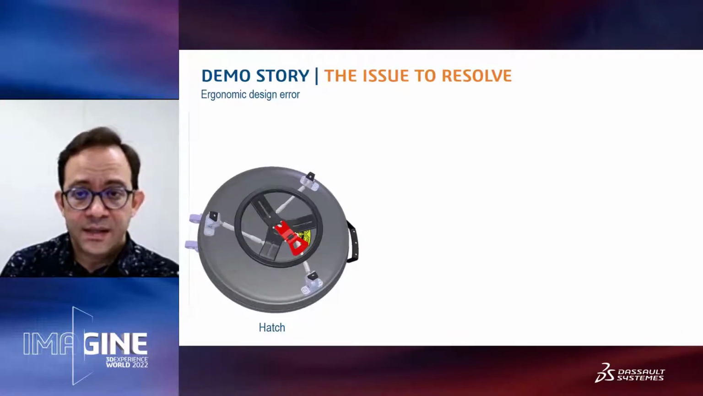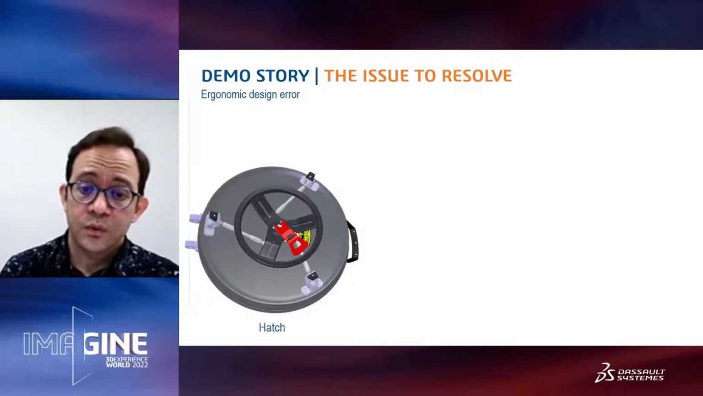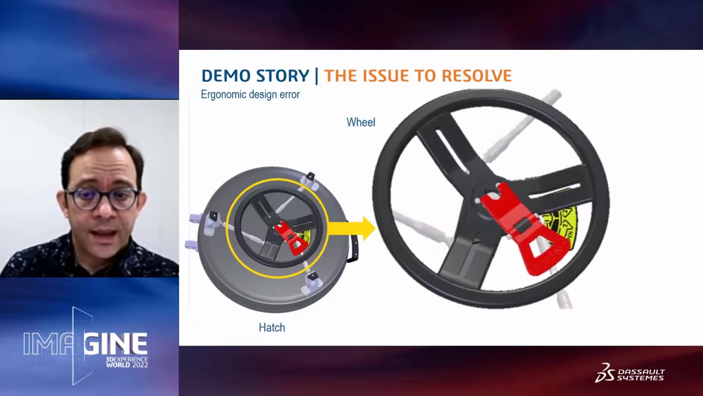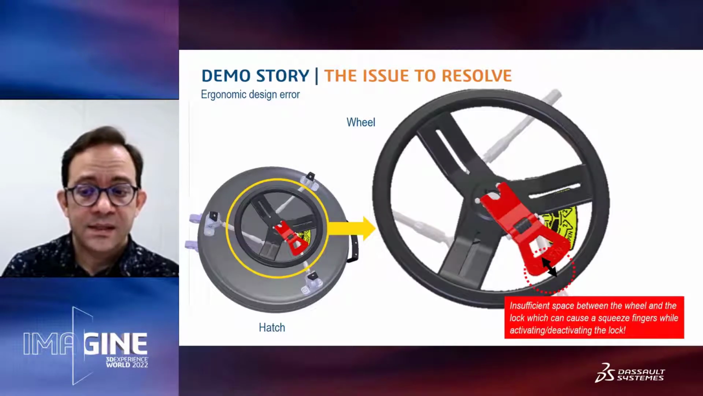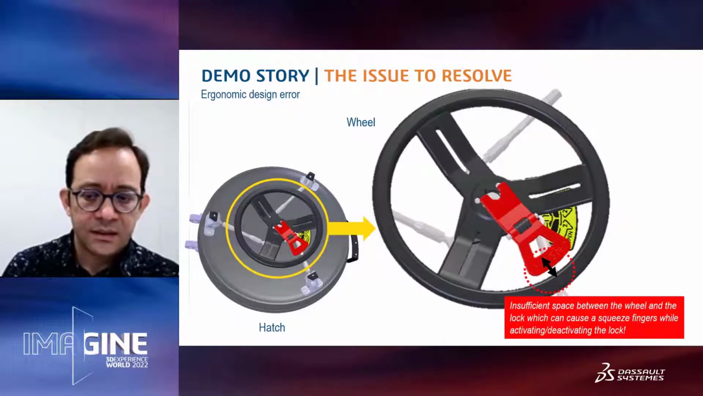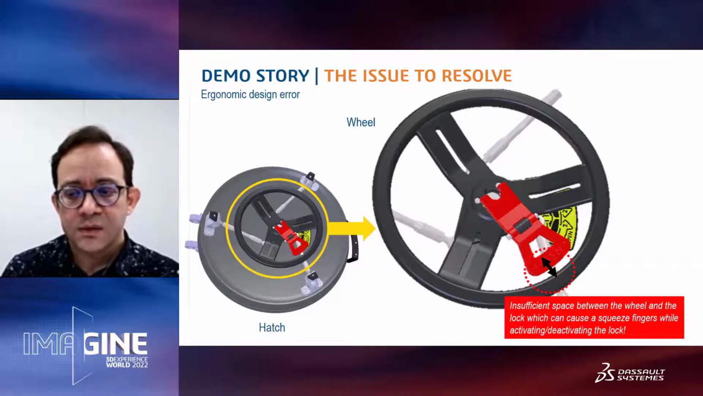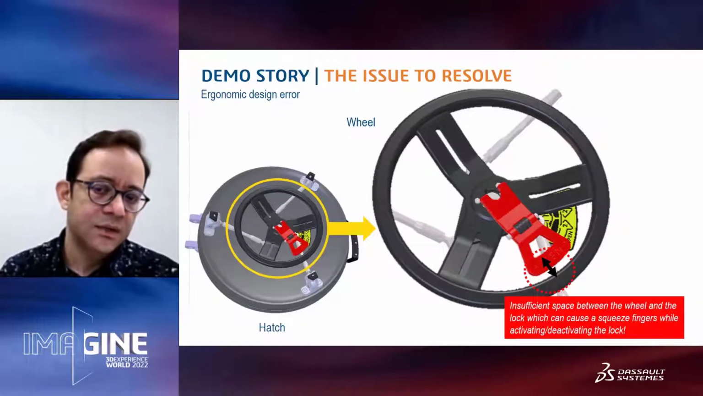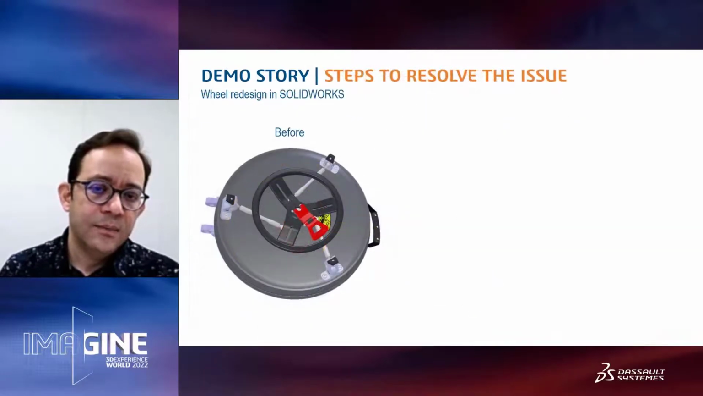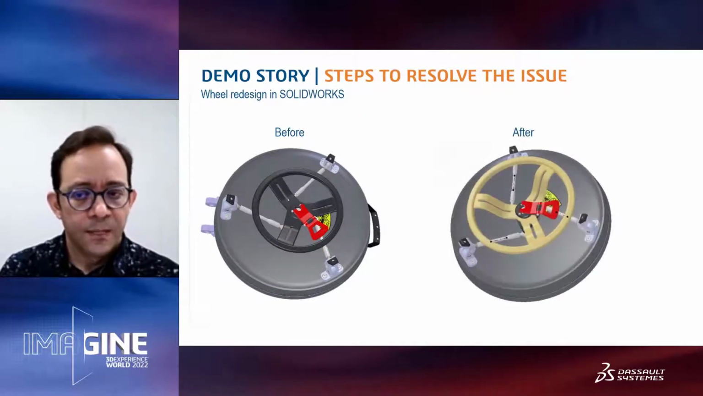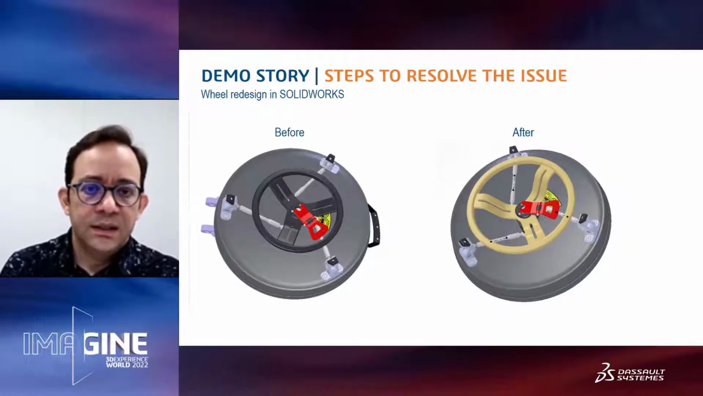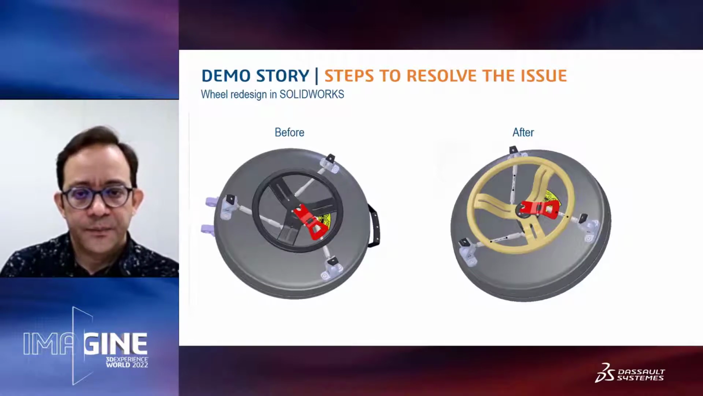So we have here this hatch. We have an issue with this hatch which we want to resolve in SolidWorks. And the issue is related to the wheel. You can see that in this wheel, we have insufficient space between the wheel itself and the lock. This might cause a squeeze of fingers when we are activating or deactivating the lock itself. So we are trying to fix this problem by simply redesigning the wheel. And it's going to be a better design, which will really resolve this problem.